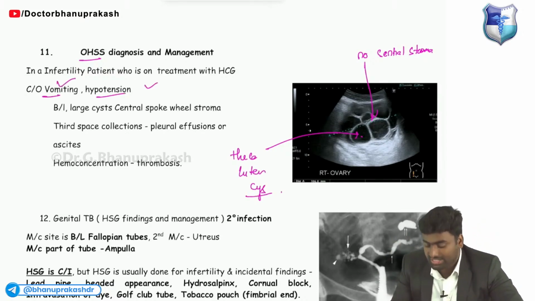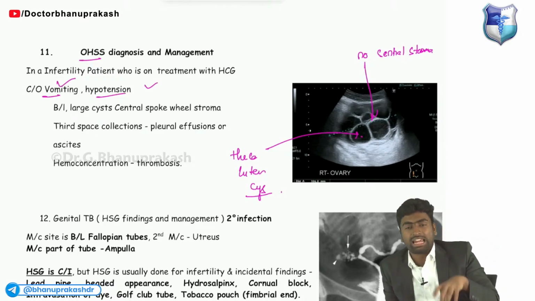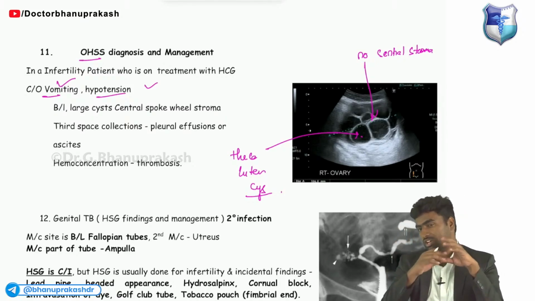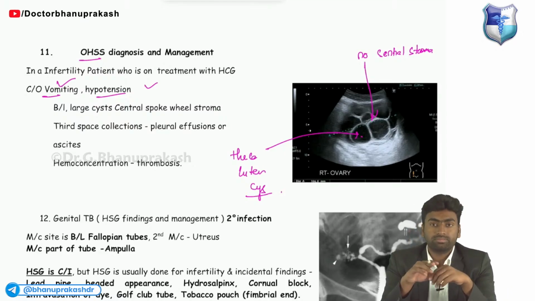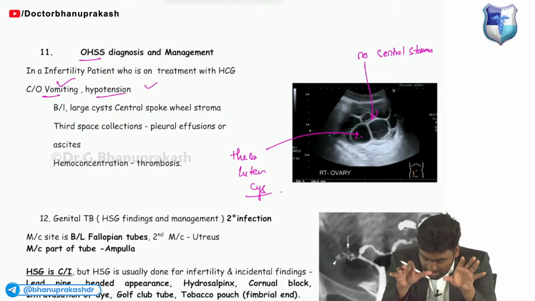hypotension because of this third space loss. So this is the classical feature of this ovarian hyperstimulation syndrome, and if it happens, then we need to intervene accordingly. Sometimes it can go for this torsion, so we need to intervene immediately.